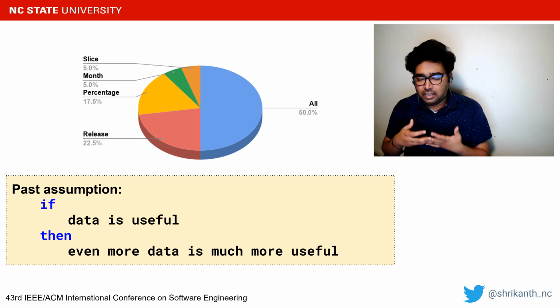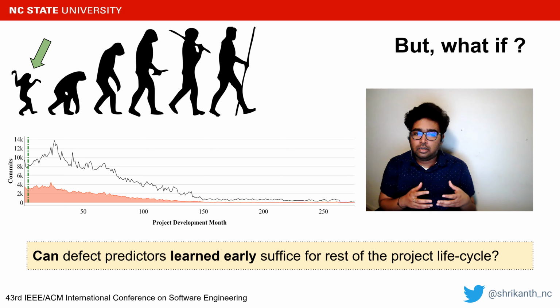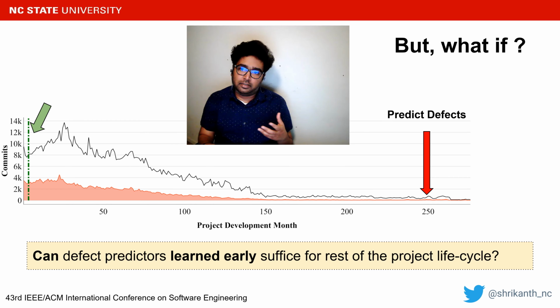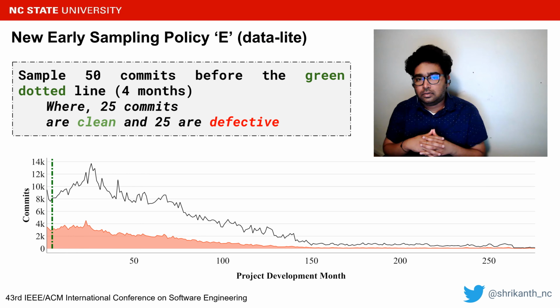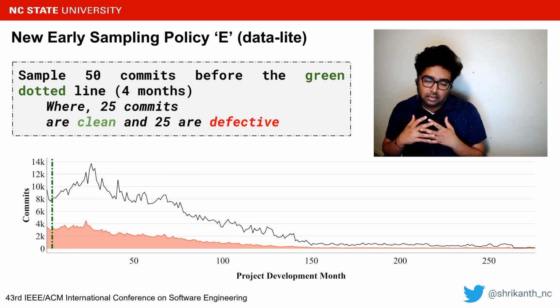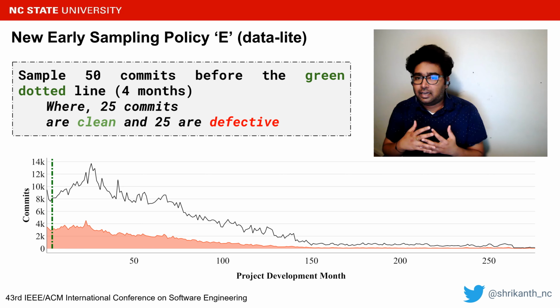If most of the defects occur very early in the life cycle, then models learned from the first few months of data should perform just as well as any other data-hungry sampling policy. Using that result, we introduce a new sampling technique called E that samples 50 commits from the first 4 months of the project lifecycle, and to avoid class imbalance problems, equal number of clean and defective commits are chosen.